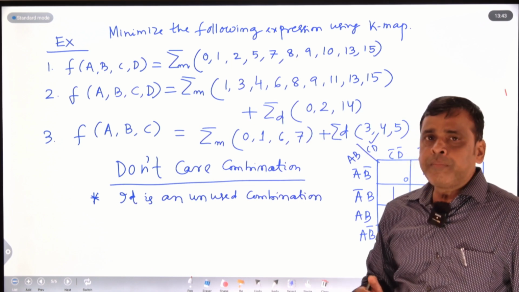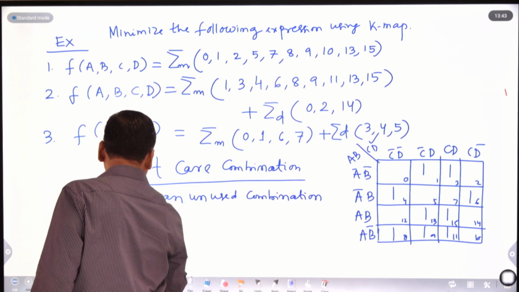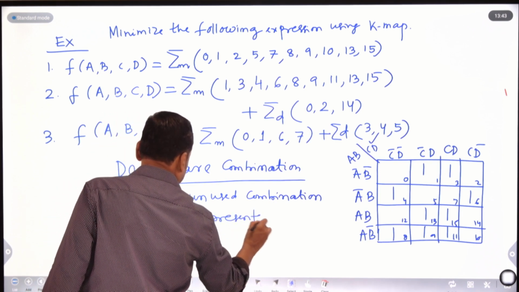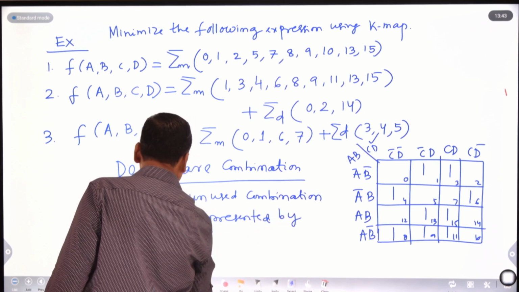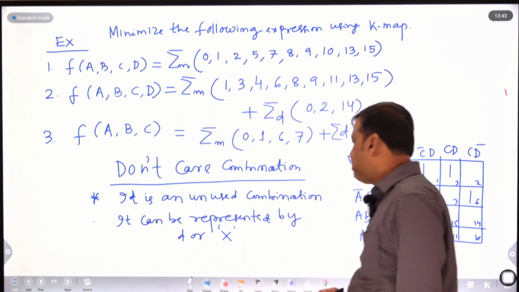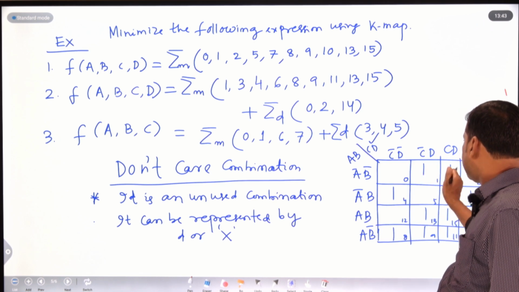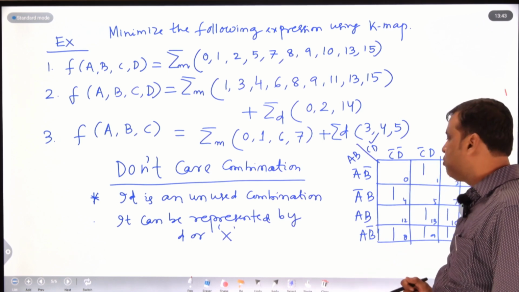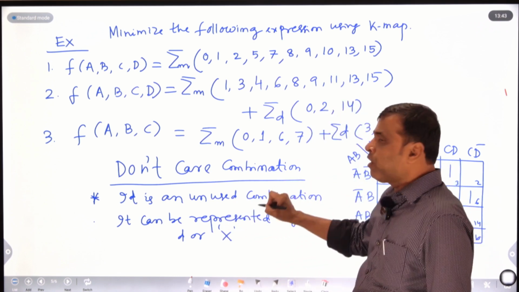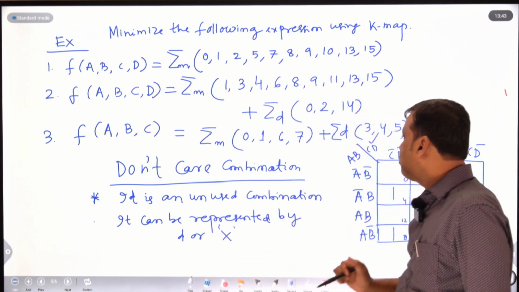It can be represented by D or cross. Already I told you min term or max term. So a min term can be represented by 1 and a max term can be represented by 0. But in case of don't care combinations, what is the necessity? The don't care combination can be represented by D or cross, which helps to form a large group.